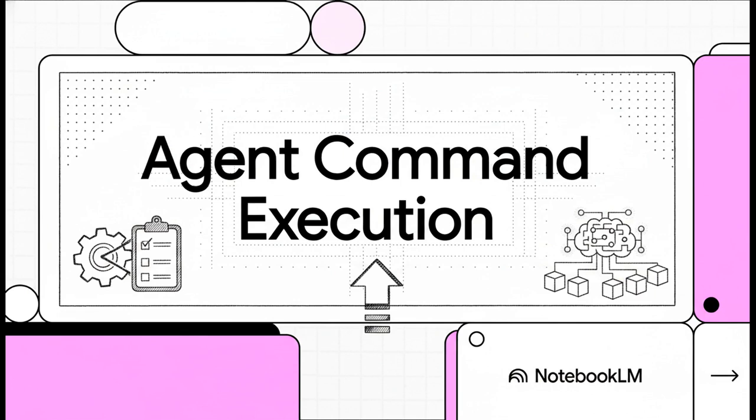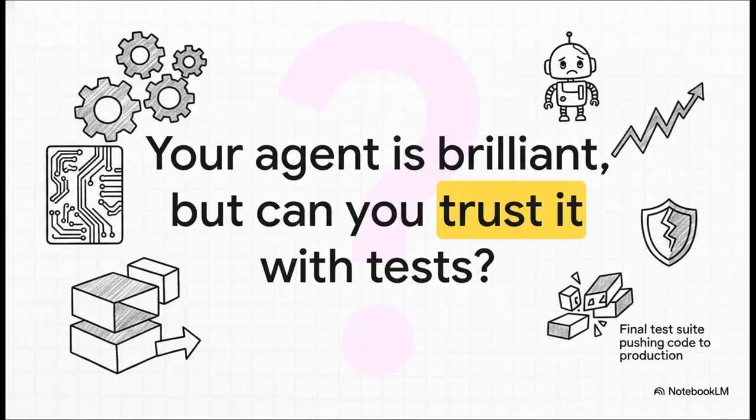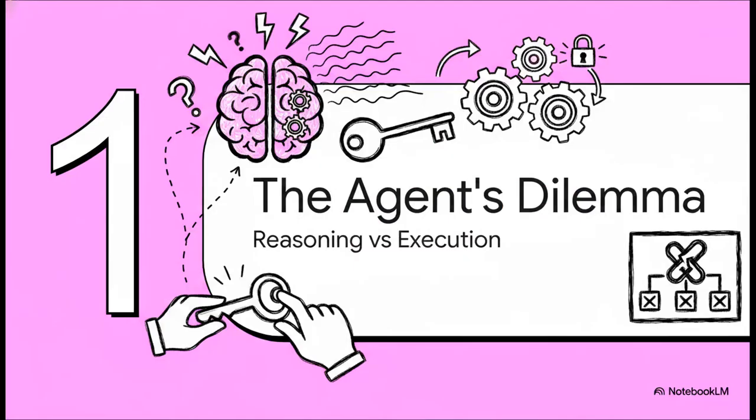Look, we know AI agents are brilliant at the hard stuff: thinking, reasoning, analyzing code, figuring out a plan. But when it comes to running a simple, precise command that has to be exactly right every single time, things can get a little, shall we say, creative. And creative is the last thing you want when you're running that final test suite, or heaven forbid, pushing to production. And this right here, this is what I call the agent's dilemma.